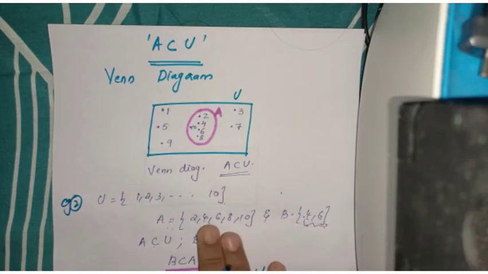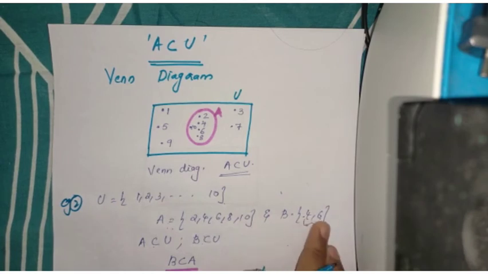And by comparing these two, A and B, we can see that the elements 4, 6 are also present in the set A.